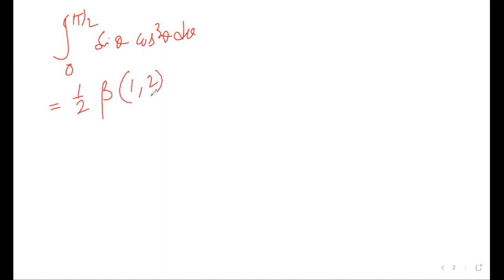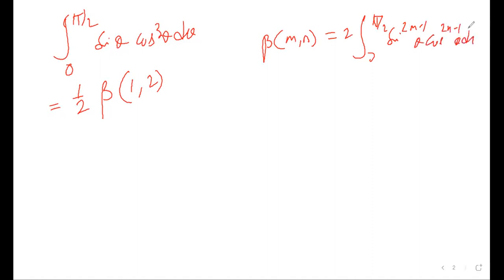Why? As we learned earlier, any beta function beta m n can be written as 2 into 0 to pi by 2 sine 2m minus 1 theta and cos 2n minus 1 theta d theta. Compare with this expression. From here you can find m and n are respectively 1 and 2.